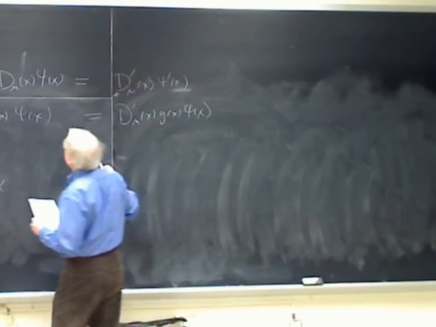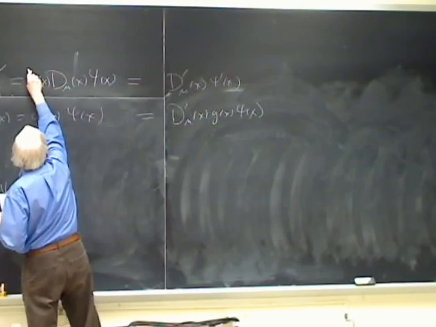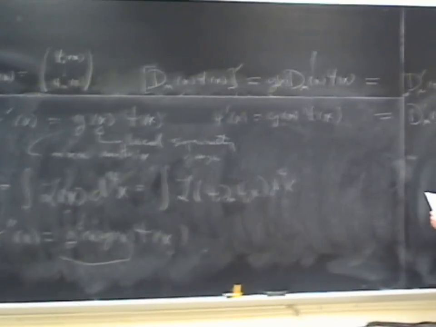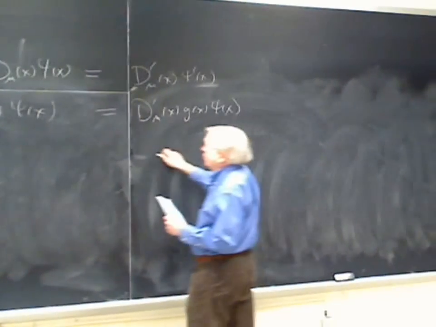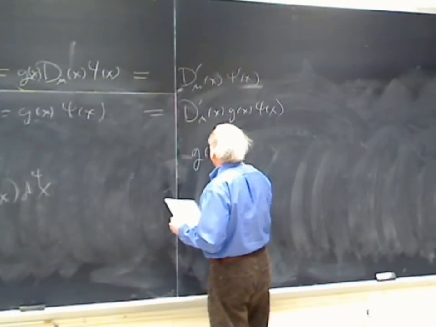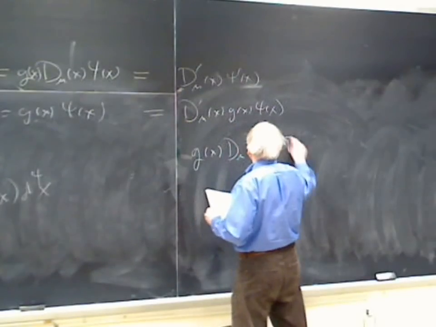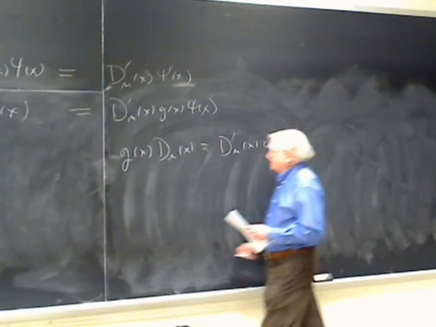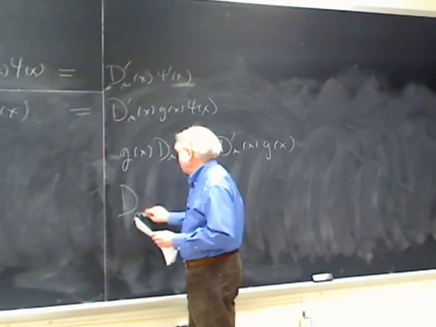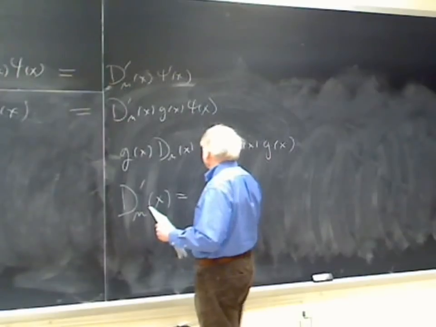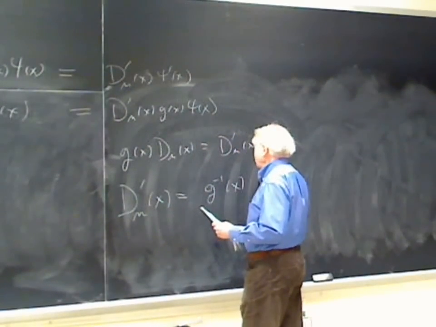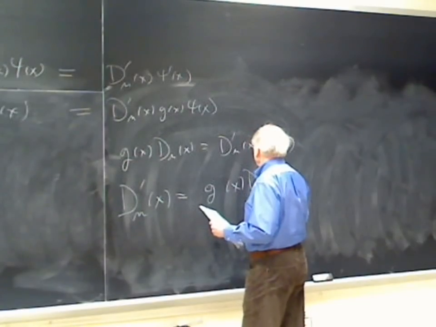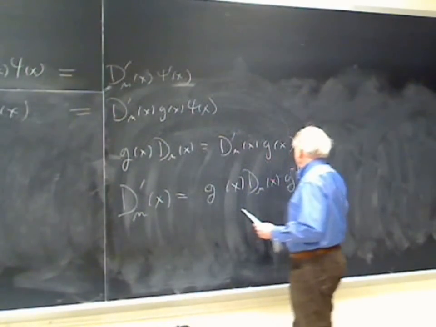So the equation that we have then is g D mu psi of x should be D prime g psi of x, or in other words, g of x D mu of x is D prime mu of x g of x. And that gives us a recipe for how D transforms, namely D prime of x should be g of x, D mu of x, g inverse of x.